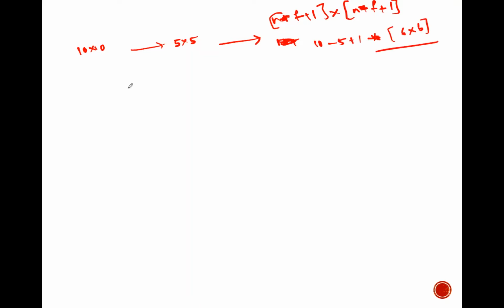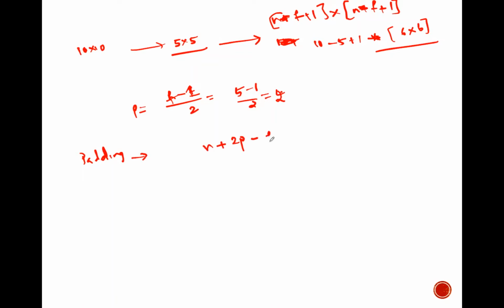So if I want to bring it back to 10 by 10, how much padding should I apply? Padding equal to f minus 1 by 2, right? 5 minus 1 by 2 is enough. That gives 2. So when you are applying padding, the output size is n plus 2p minus f plus 1.